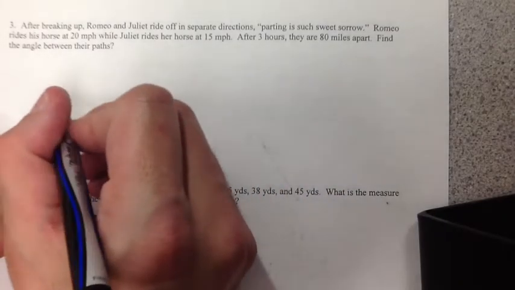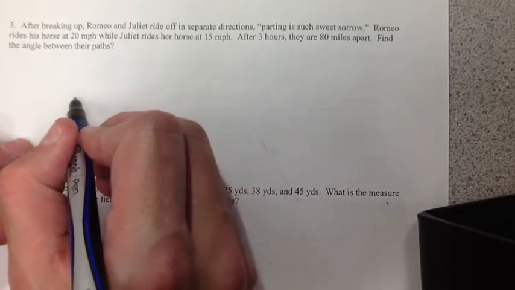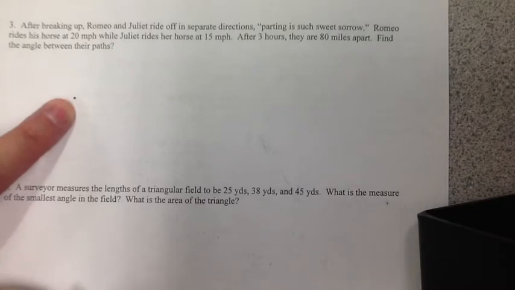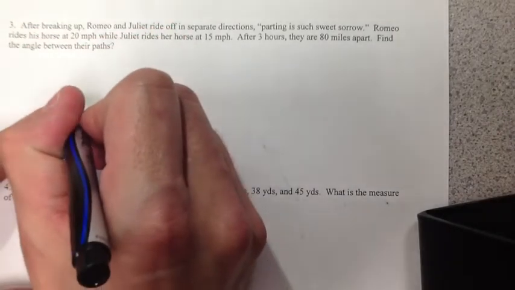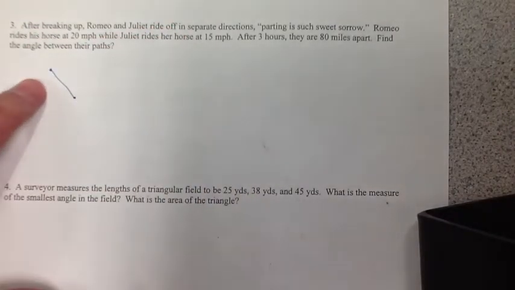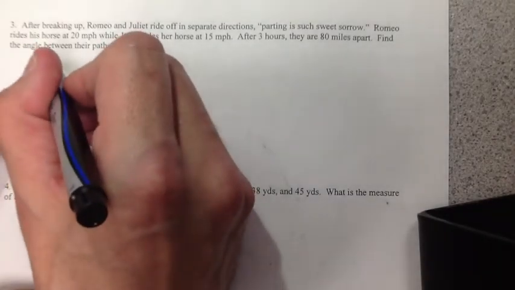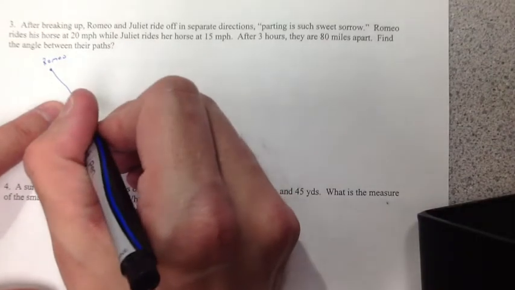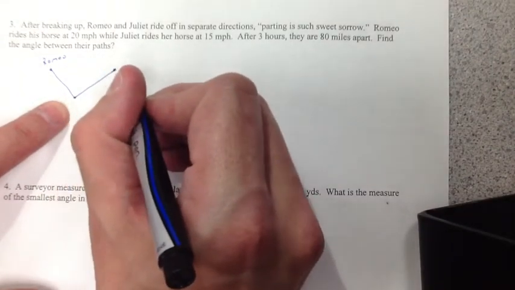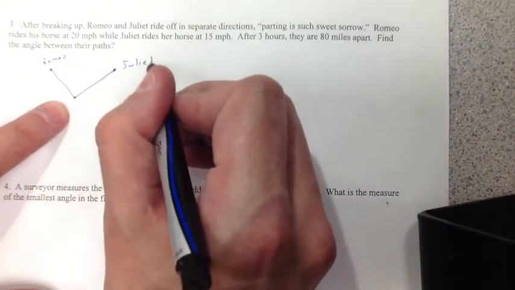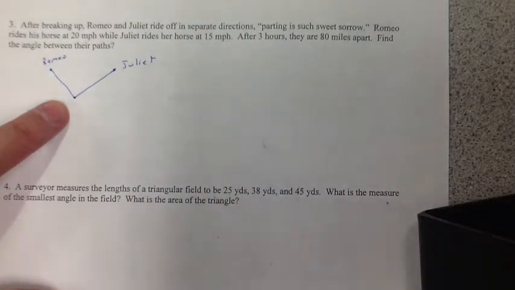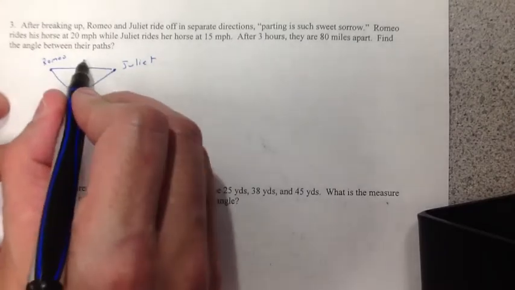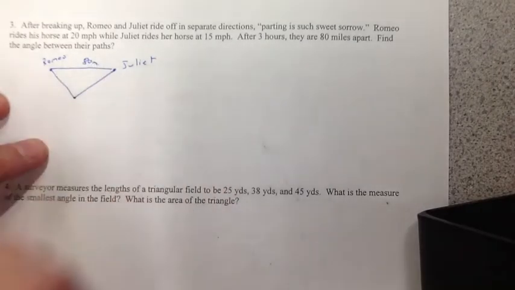So we first thought, well, of course they had a bad breakup. When they were breaking up, they were together. So here's where the breakup occurred. We'll call it this little point down here. Now, Romeo goes off in one direction, and after 3 hours, he winds up at this point right here. We'll call that point Romeo. Juliet goes in another direction over here, and after 3 hours, she winds up over here. Now, after 3 hours, we're told the distance between them is 80 miles.